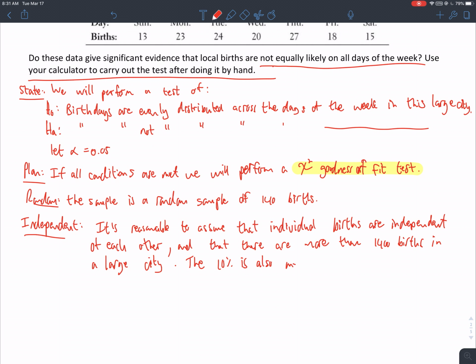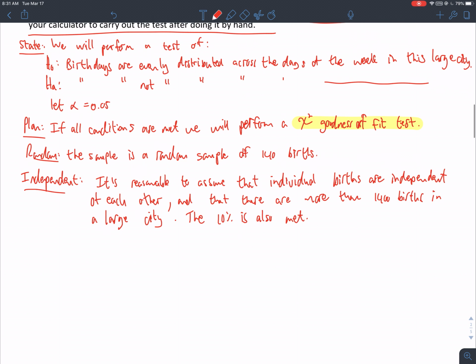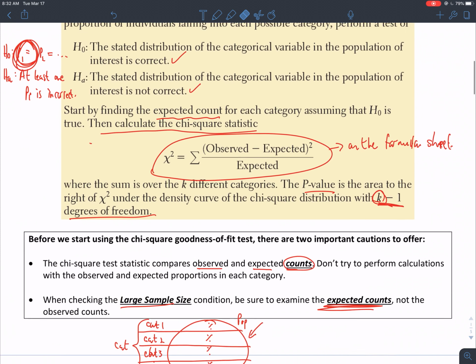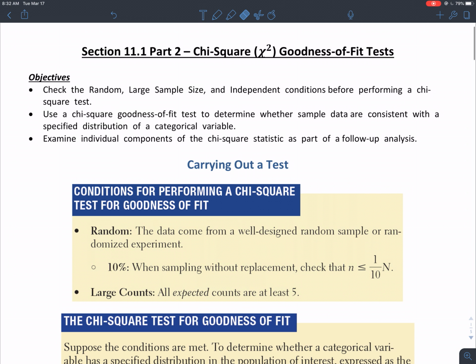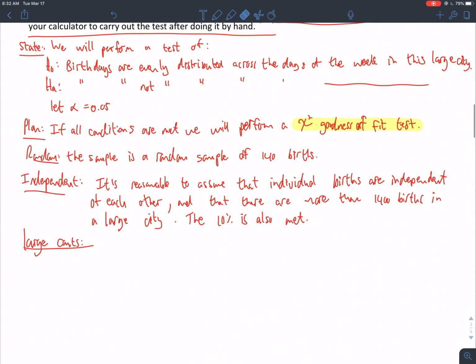I'll say is also met, okay? All right, and then large counts. Check the large counts condition. Or sorry, we're not calling it large counts. What are we calling it here? Oh, it is large counts. Good. Okay, large expected counts, right? Not observed. Large expected counts. Okay, large counts condition. So now I have to calculate all the expected counts.